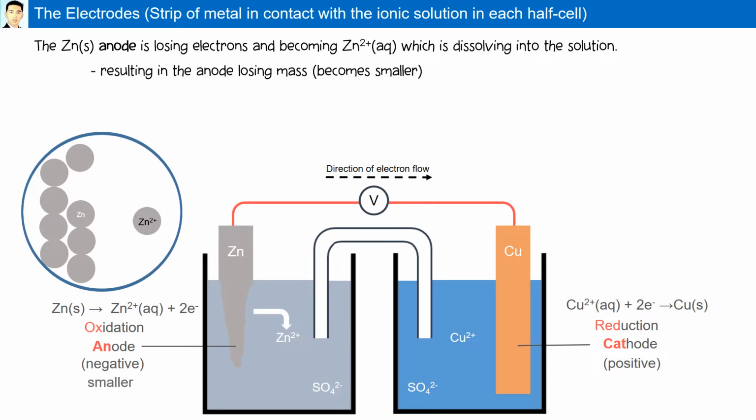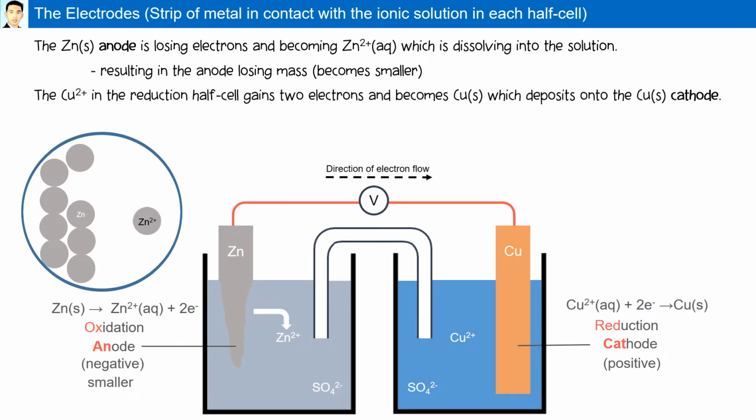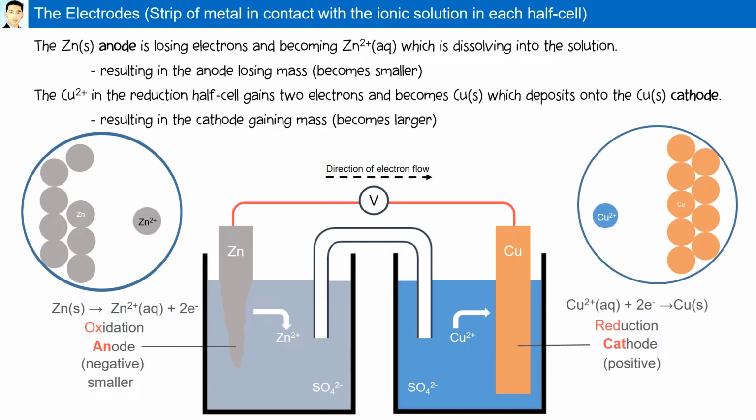On the copper side, here we have the Cu2+ in the reduction half cell gaining two electrons to become copper solid, which deposits onto the copper solid cathode side. Here, Cu2+ gains two electrons to become Cu solid. This results in the cathode gaining mass and becoming larger.